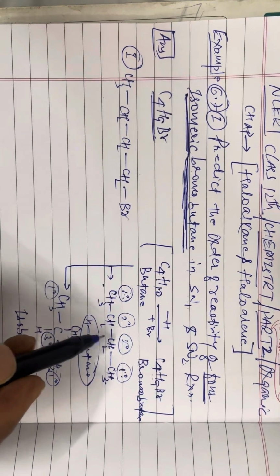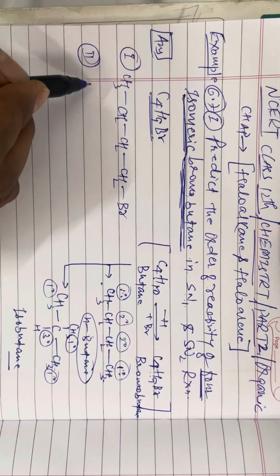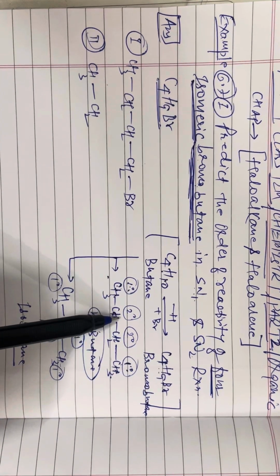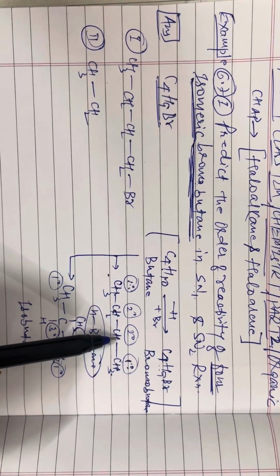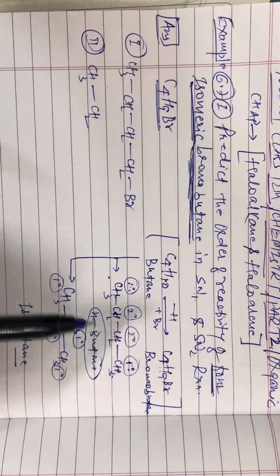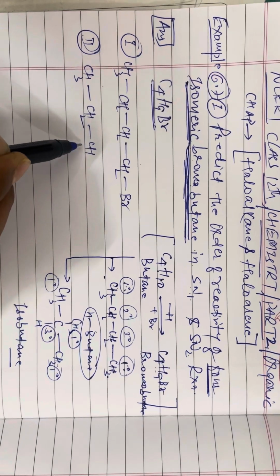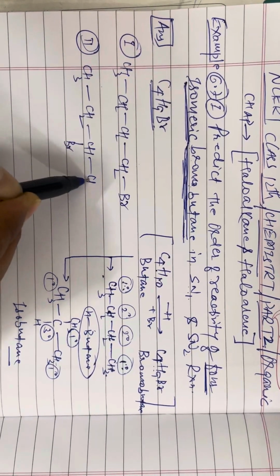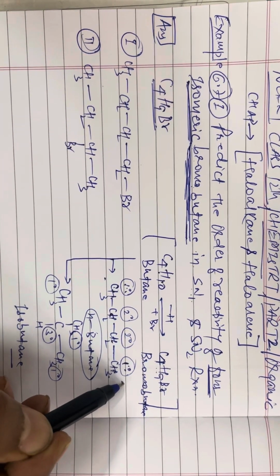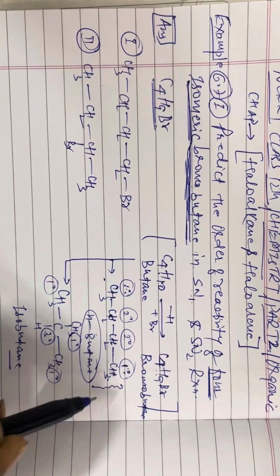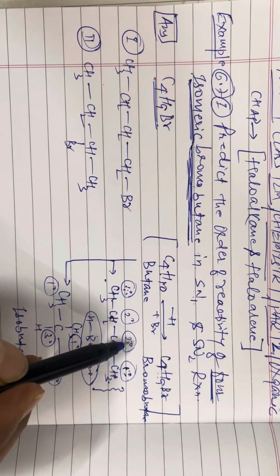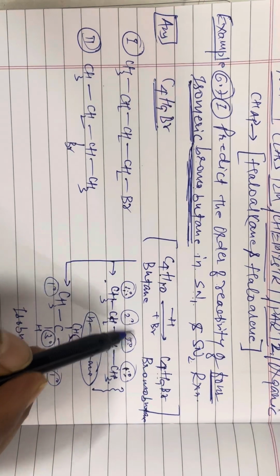Similarly, the second isomer is CH3, CH2, and again we have a 2 degree carbon. Both are identical, so you can replace the hydrogen by Br either here or here, any place is fine. CH3, then CH, Br, and CH3. So now we have drawn two isomers from n-butane: one isomer at 1 degree, either here or here, and another isomer from 2 degree, either here or here, because both are identical.